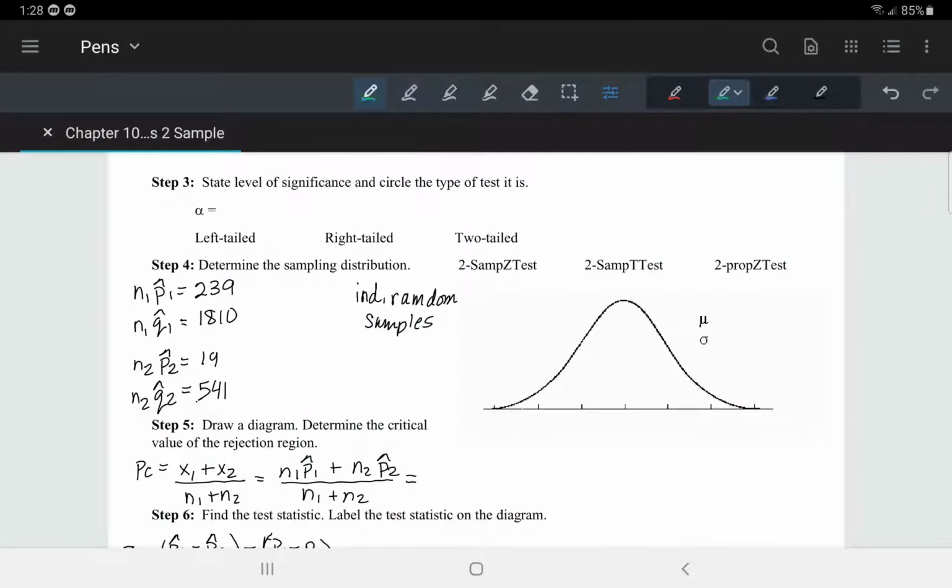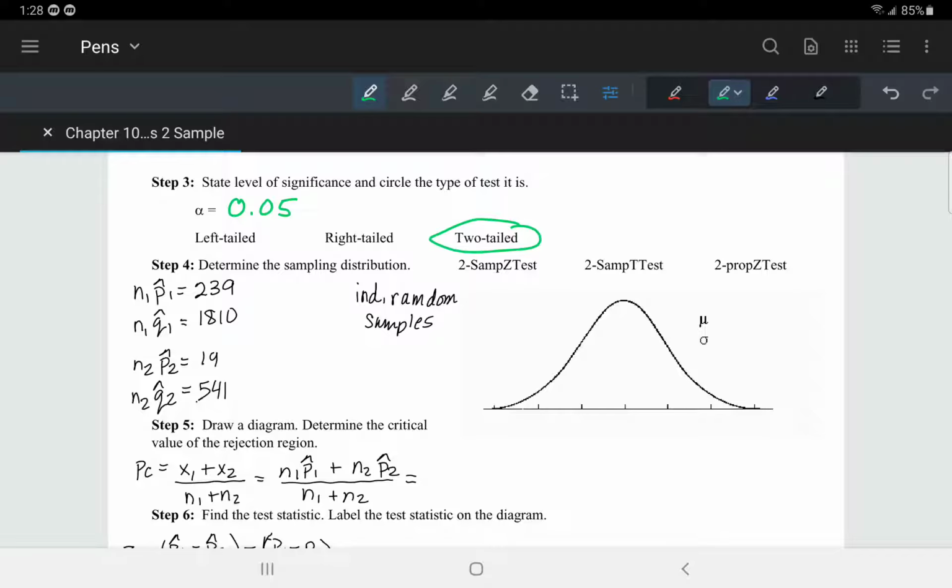We can state the level of significance for the test. We were told to test at the 5% significance level. This will be a two-tailed test. We get this from the alternative hypothesis. The alternative hypothesis does not equal 0, and that will tell us that we have a two-tailed test.